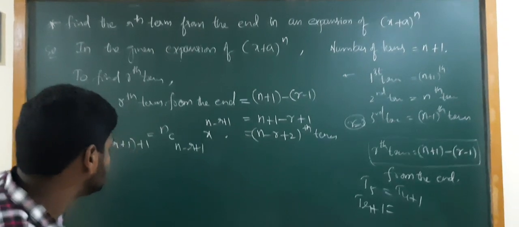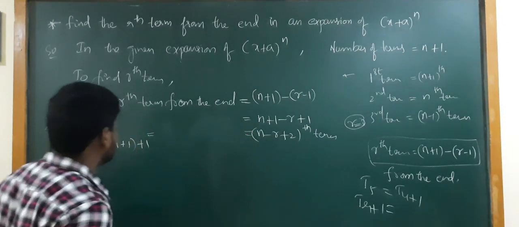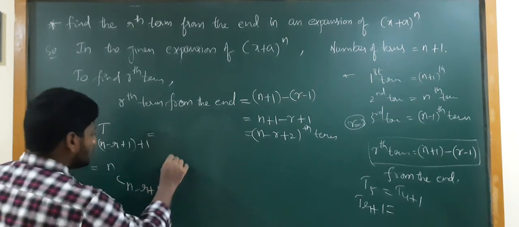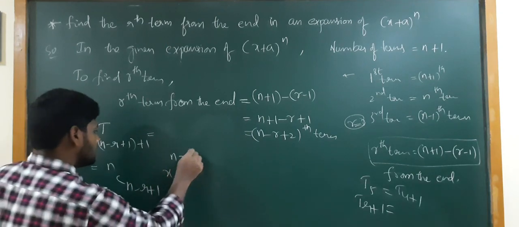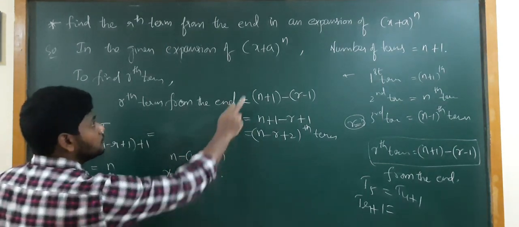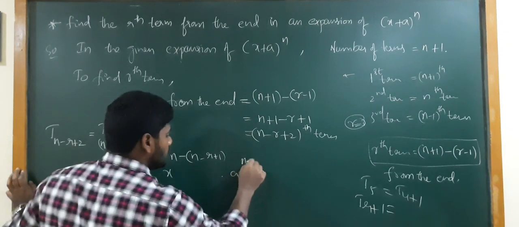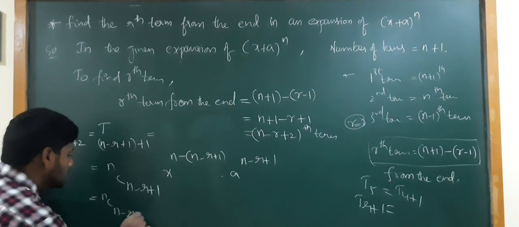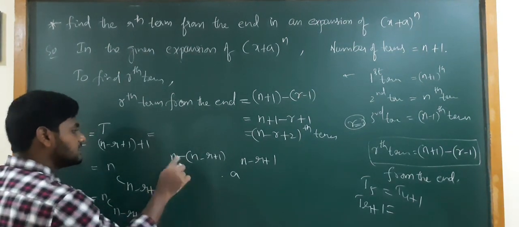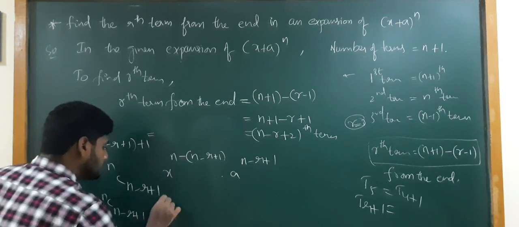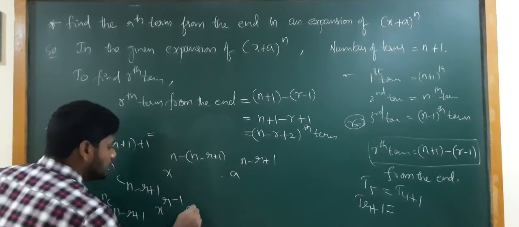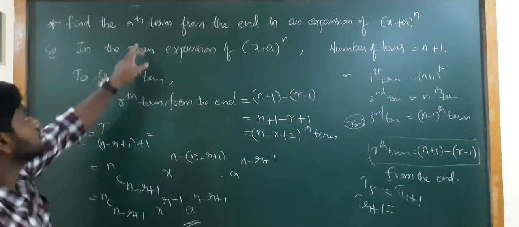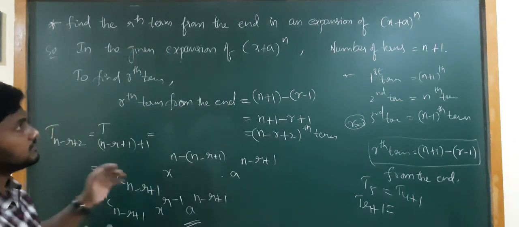So here I will write now. This is nC n minus r plus 1 into x to the power of n minus of (n minus r plus 1) into a to the power of n minus r plus 1. So this is equal to nC n minus r plus 1 into x to the power of n minus n cancel, minus into minus plus r, minus into plus minus 1, into a to the power of n minus r plus 1. So this is the term which is the rth term from the end.